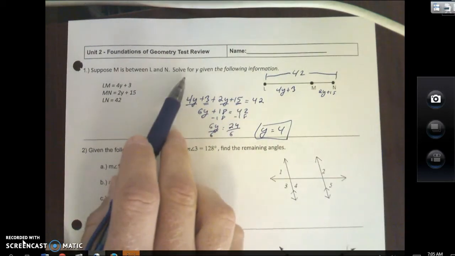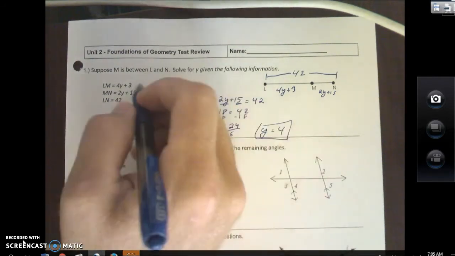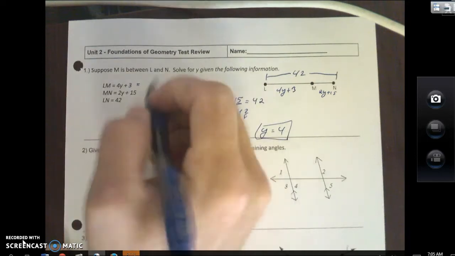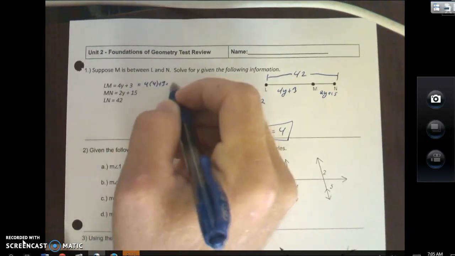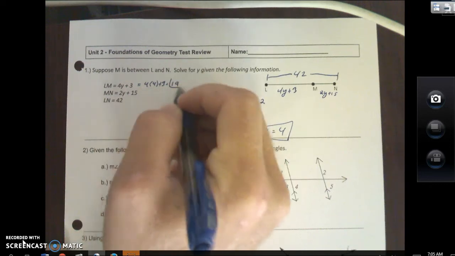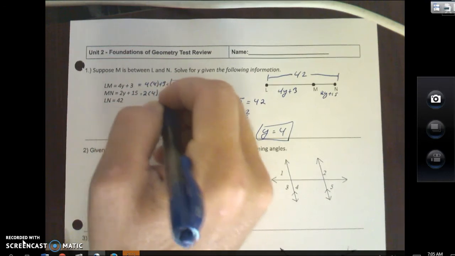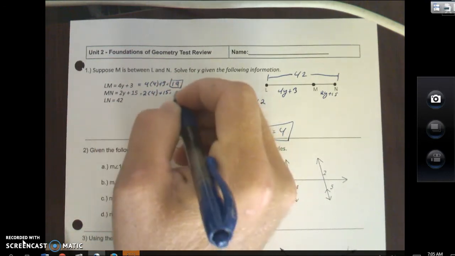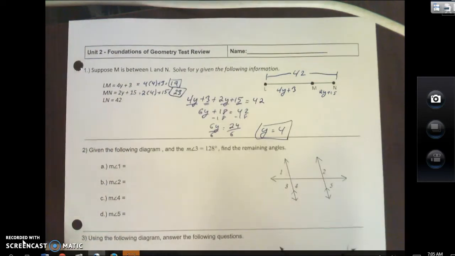Now it does say solve for y here, so make sure you're reading directions. But if they were to ask you to check it, or plug it back in, I could do 4 times 4 plus 3, 16 plus 3 is 19. And then 2 times 4 plus 15, 8 plus 15 is 23. If I add 19 and 23 together, I get 42. So we're all good. Okay?